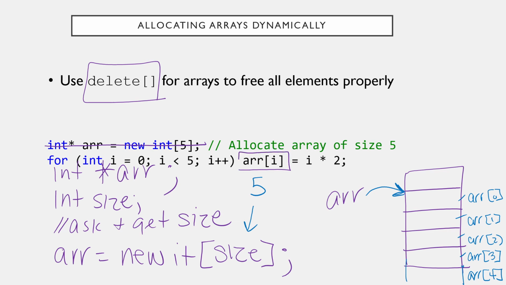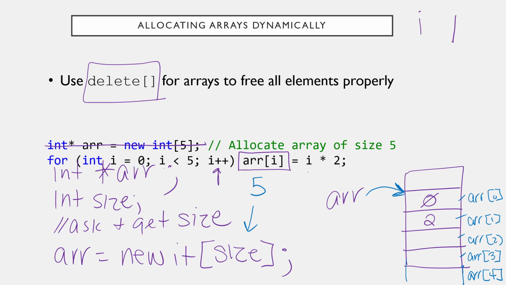And we're going to assign values. So we're going to start when i is 0, right? So when i is 0, 0 times 2 equals 0. So right here is going to be the value 0. Then we're going to change i to 1. We check, is 1 less than 5? Yes, it is. So now we have 1 times 2 equals 2. So the value 2 is going to go here at index 1.